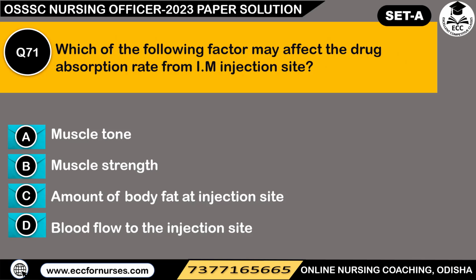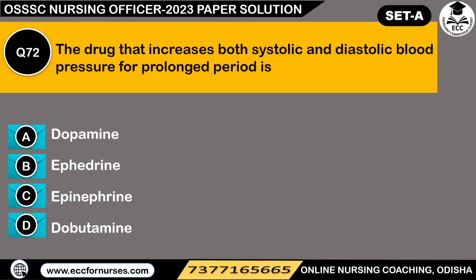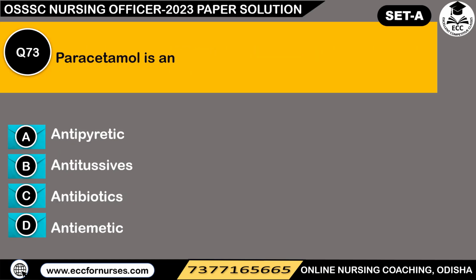Question number 71. Which of the following factor may affect the drug absorption rate from IM injection site? Answer is option D, blood flow to the injection site. Question number 72. The drug that increases both systolic and diastolic blood pressure for prolonged period is option B, ephedrine. Question number 73. Paracetamol is an antipyretic, option A.